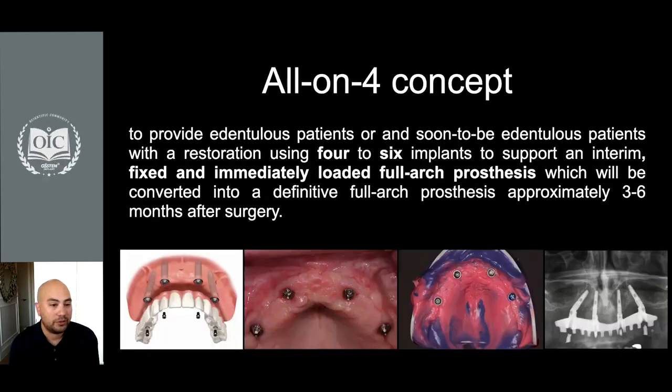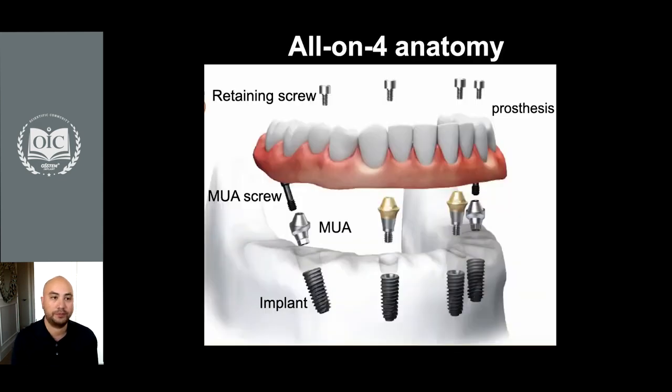A concept that was introduced more than 20 years ago was the all-on-4, which provides edentulous patients or patients with failed dentition an interim restoration on 4 or 6 implants, which is immediately loaded on the same day, and that will then be converted into a definitive full arch prosthesis approximately 3 to 6 months after surgery. This is the anatomy of a typical all-on-4 case.